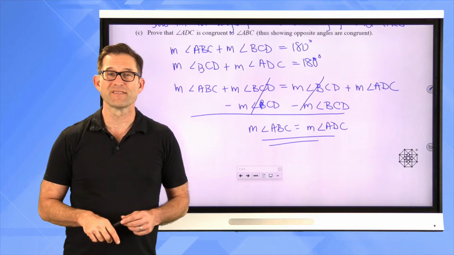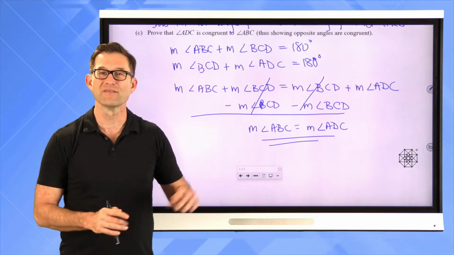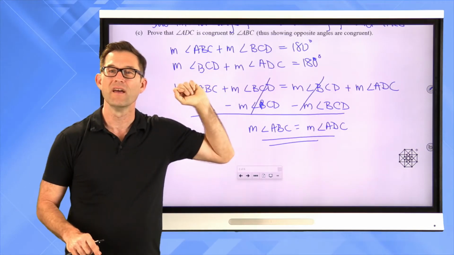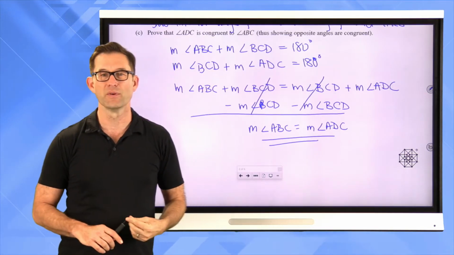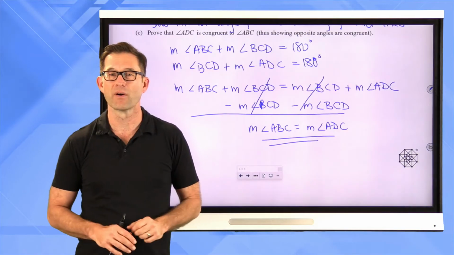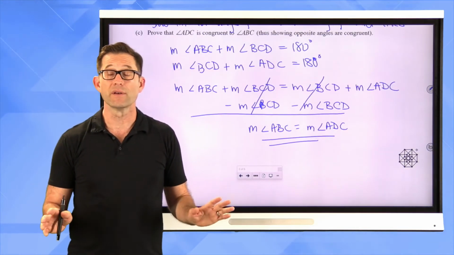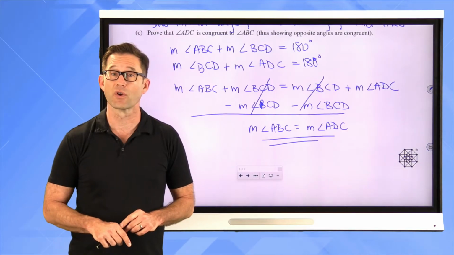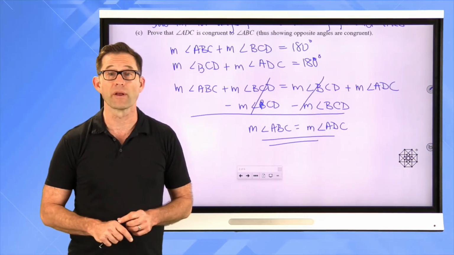When two angles are supplementary to the same angle, so ABC and ADC are both supplementary to BCD, then those two angles have to be congruent to each other. They must have the same measure. All right. And that's very critical in terms of parallelograms. Knowing that the opposite angles are the same size, they're congruent, is quite an important property.